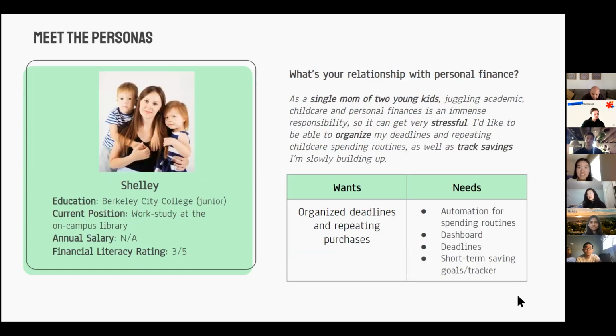Our third persona is Shelly. She's a student as well as a single mom of two kids. She has some budgeting skills, but she'd like to have her financial goals and any deadlines organized in one place. Like the other two personas, she'd like to have the overall dashboard where she can see all of her finances, as well as a way to automate her spending habits for her kids, like food and clothing, and a way to track her small savings that are building up gradually.